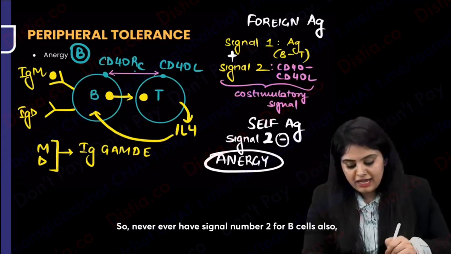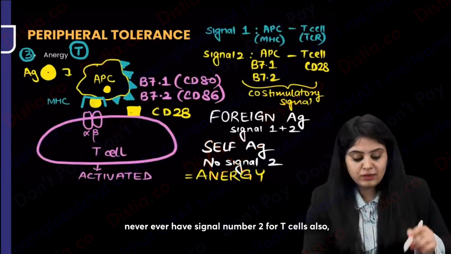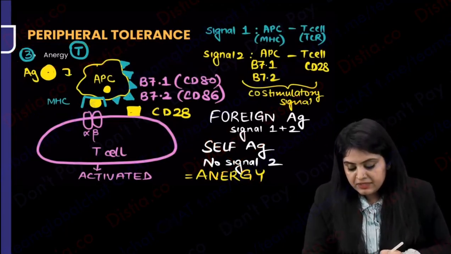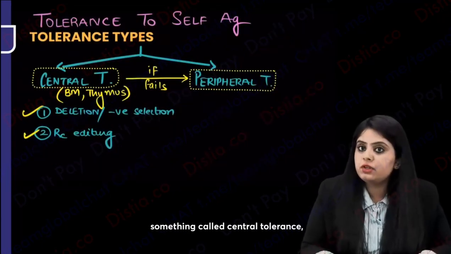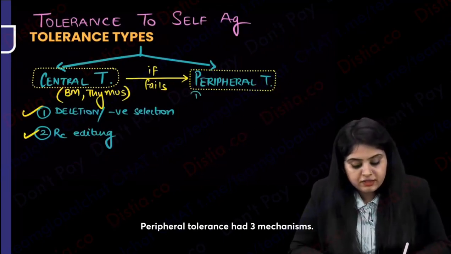So never ever have signal number 2 for B cells, and never ever have signal number 2 for T cells also, and this entire concept is known as anergy. So going all the way back, guys, we were talking about tolerance, and I told you there's something called central tolerance, then there was something called peripheral tolerance.